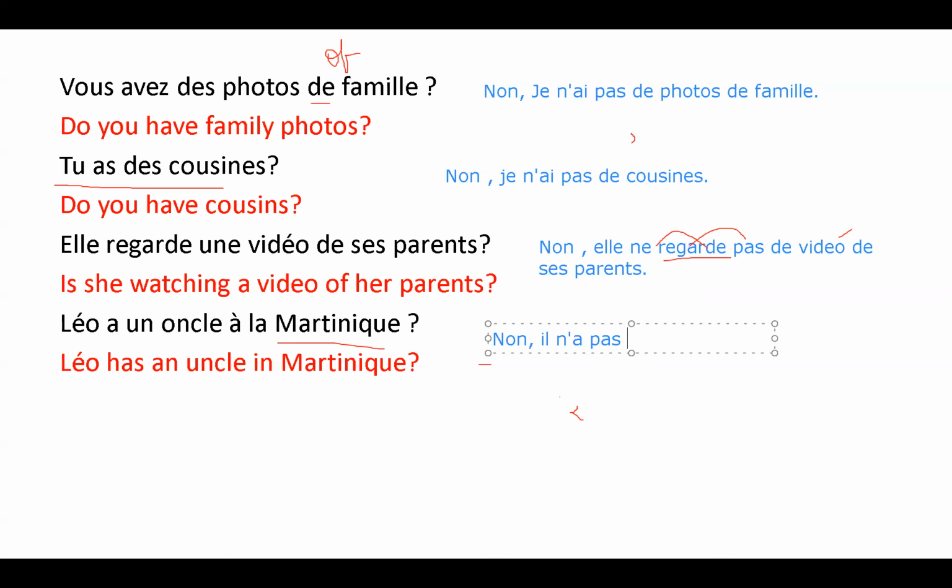Uncle. Here, "un" is converted to "de". The rest of the sentence is the same. À la Martinique. Martinique is a place. Correct? So yes, no, il n'a pas d'oncle à la Martinique. Here you are saying no. That is negation, and you put ne and pas before and after the verb. Ne pas, avoir verb, that is with il a, so that is il n'a pas. Same thing, we have an avoir verb. You put ne and pas before and after that, but oncle starts with a vowel. So you say il n'a pas d'oncle à la Martinique. Clear?